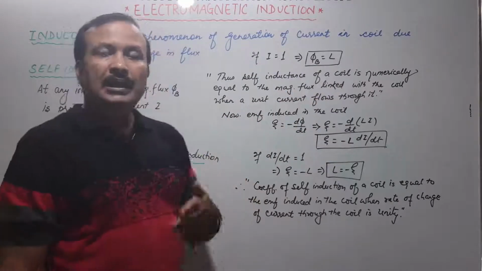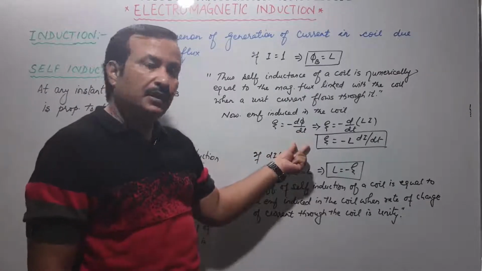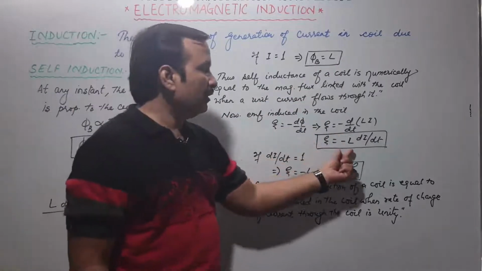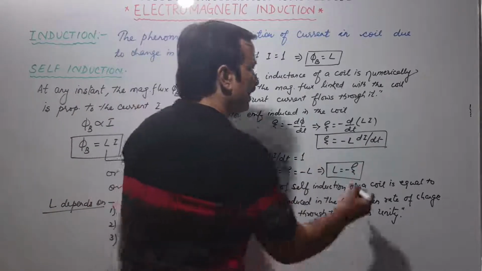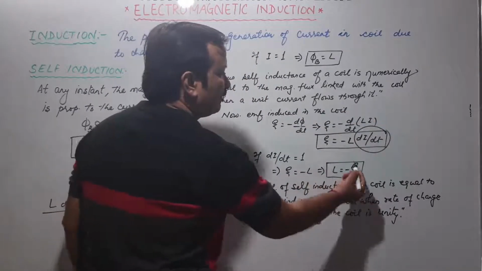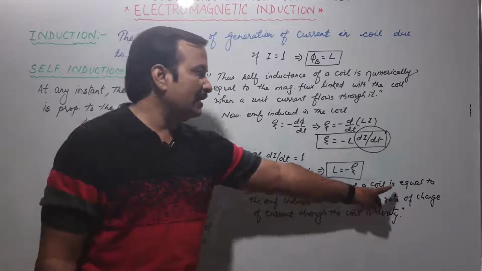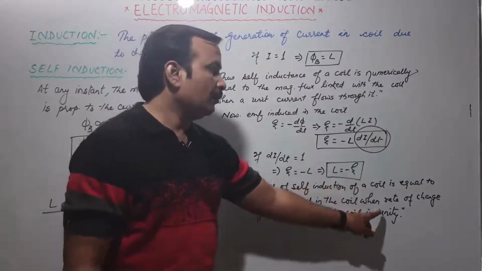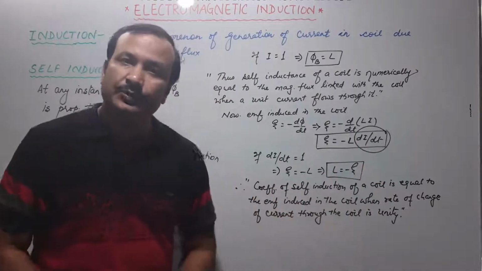Now another formula we have from Faraday's laws, that E is equal to minus d phi by dt, and phi we got as Li from here. So this will give you E is equal to minus L di by dt. If we take di by dt as 1, you will be getting E is equal to minus L. This will give you L is equal to minus E. So from here we can again define the coefficient of self-induction of the coil as equal to the EMF induced in the coil. The condition is that the rate of change of the current through the coil is unity.